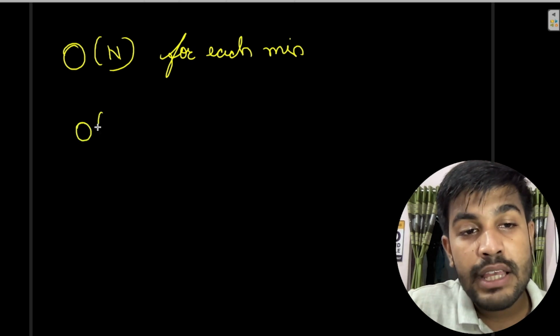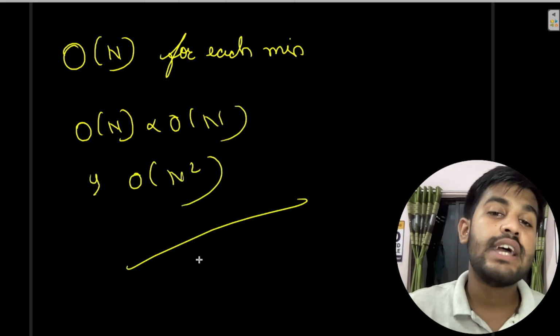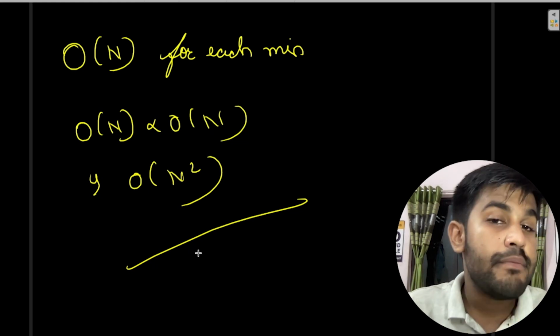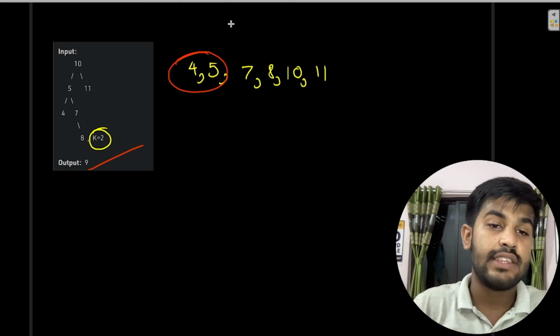So it would be nothing but big O of n multiplied by big O of n, which equals big O of n square. So this is an n square approach. Can we improve over this? Yes, we can improve over this by using the technique that we were discussing in the drawing.